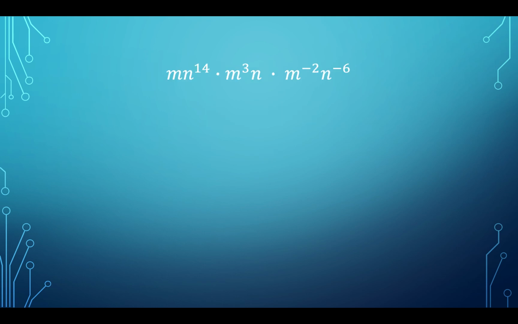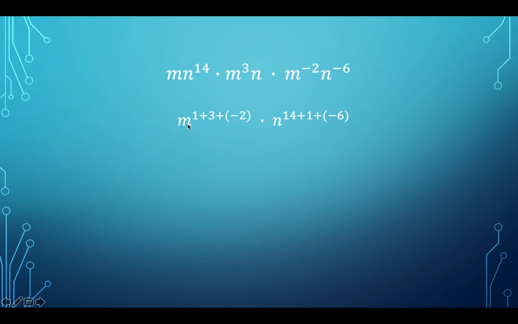Now this one's a little tricky. You have m times n to the 14 times m cubed n times m to the negative 2 n to the negative 6. What I like to do is group all of my m's together and all of my n's together. So this first m is to the first power, this one is to the third power, and this one is to the negative 2 power.